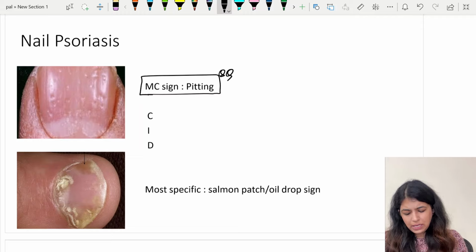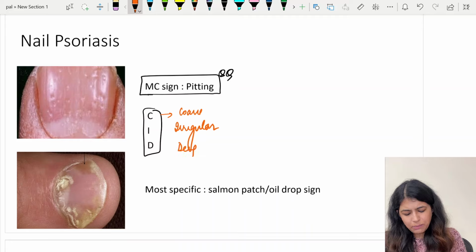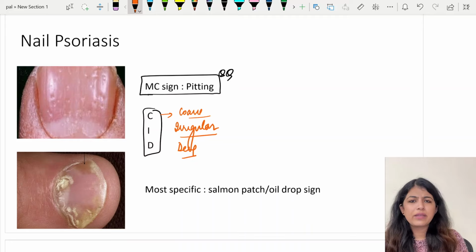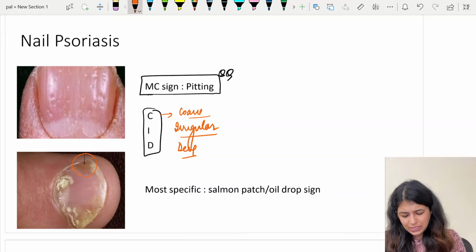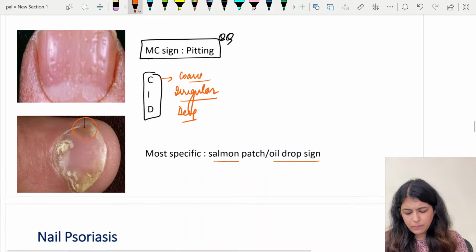The typical pitting in a psoriatic nail is CID. CID means coarse, irregular and deep pits. So coarse, irregular, deep pits is what you see in a psoriatic nail. Most specific finding is this, which is a translucent patch that you see here called salmon patch or the oil drop sign. Okay, so most common is pitting, most specific is the oil drop sign.